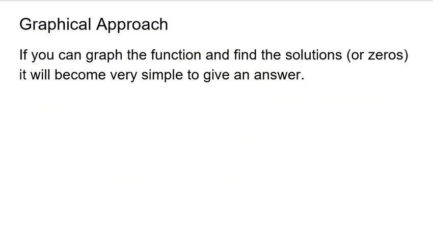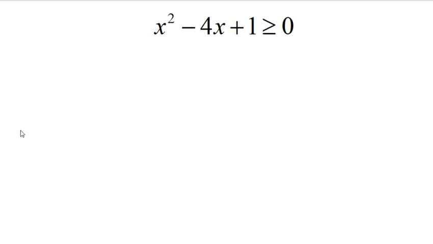All right. Now, what I just went through is how to do all of this without a graph. Listen, I want you to understand that with a graph, it's actually way easier to figure this all out. So if you can graph the function and find the solutions or zeros, it will become very simple to give your answers. All you have to do is look at the graph and say, ooh, there it's underneath the x-axis, negative. Oh, over there it's above the x-axis, positive. So here is a problem that we're going to do with a calculator to show you how to do the graphing.